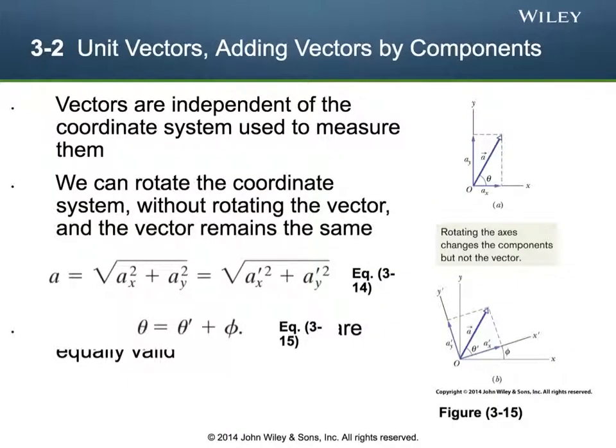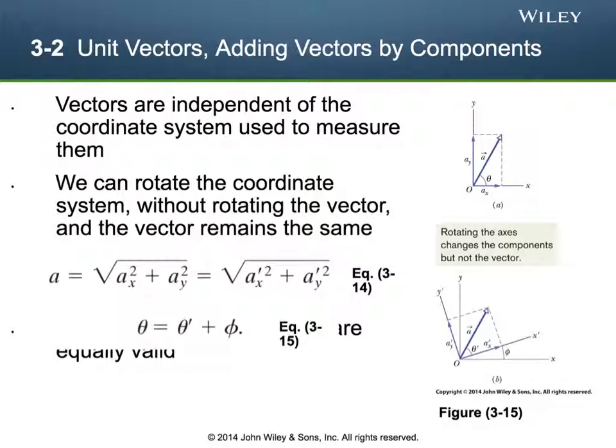Vectors are independent of the coordinate system used to measure them. And so we can rotate coordinate systems without rotating the vector, and the vector remains the same. And you've seen this. Think back to when you first learned dynamics and you drew free body diagrams, especially with objects on an inclined plane. A lot of times it was more convenient to change the coordinate system so that the x-axis was parallel to the inclined plane. And so you changed the coordinate system, but that didn't change the vectors at all. But what that did do was change the components of the vectors so they were more convenient.